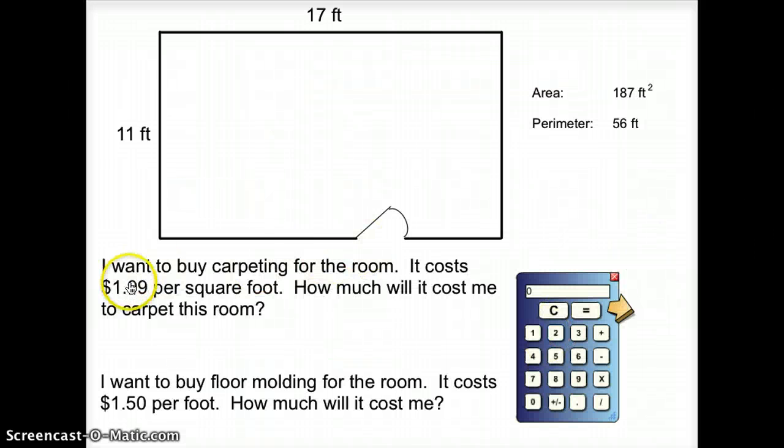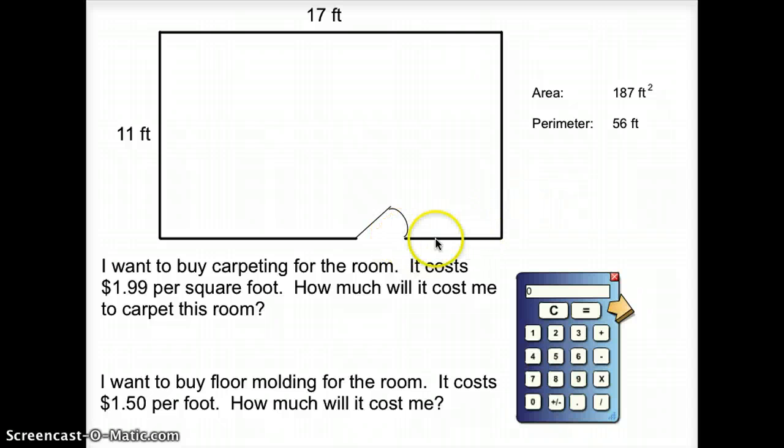So all I need to do is take $1.99 and multiply that by each square foot, of which I have 187. So 187 times $1.99 equals $372.13. That's how much it would cost to carpet that room with that price.